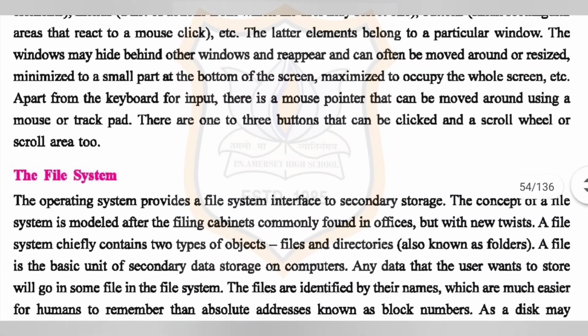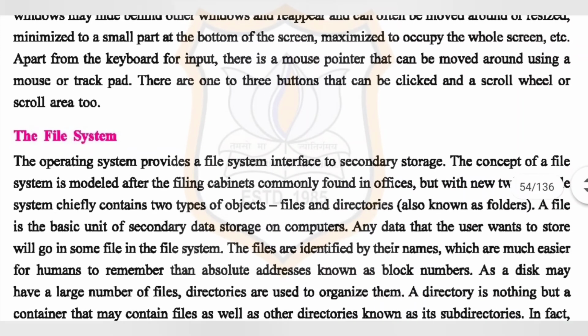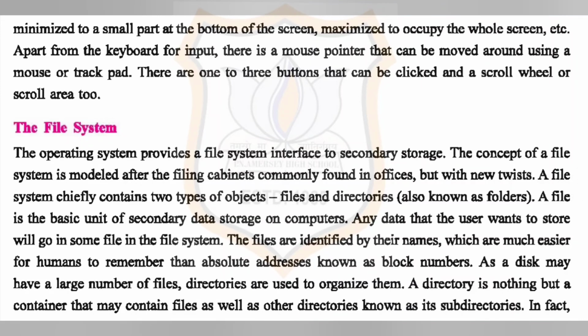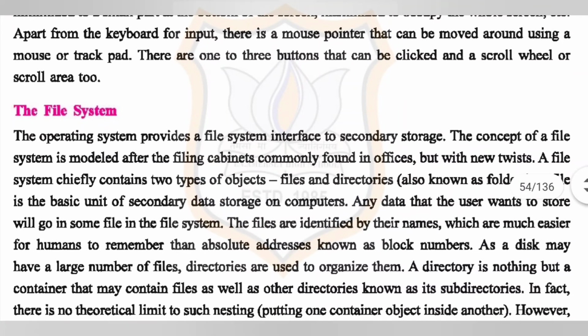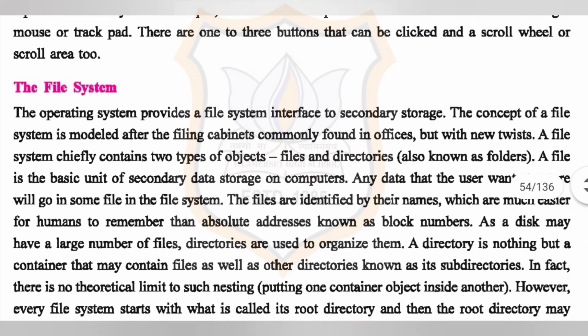The latter elements belong to a particular window. The windows may hide behind other windows and reappear and can often be moved around or resized, minimized to a small part at the bottom of the screen, maximized to occupy the whole screen, etc. Apart from the keyboard for input, there is a mouse pointer that can be moved around using a mouse or trackpad. There are one to three buttons that can be clicked and a scroll wheel or scroll area too.